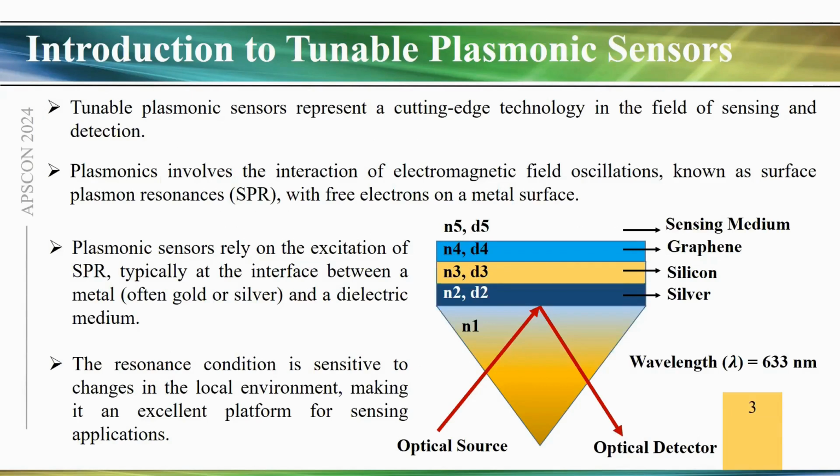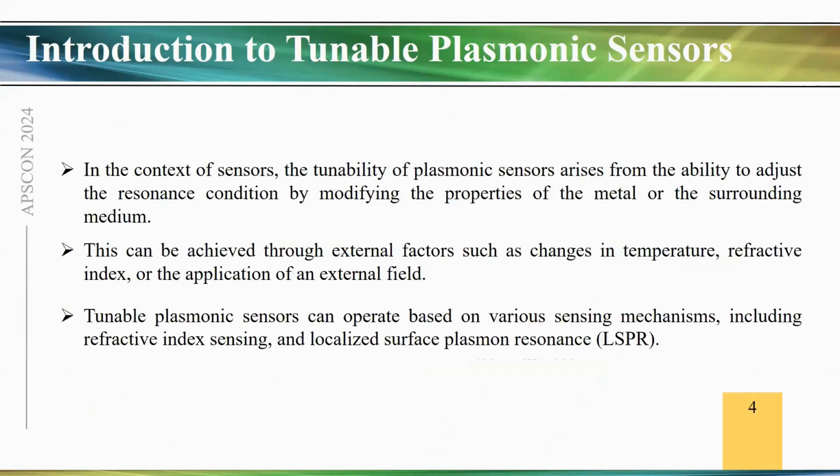Tunable plasmonic sensor represents a cutting-edge technology in the field of sensing and detection. Plasmonics involves the interaction of electromagnetic field oscillation, known as surface plasmon resonance. Basically, surface plasmon resonance occurs between the metal and dielectric layer. The resonance condition is sensitive to change in the local environment, making it excellent for sensing applications. This is a schematic diagram of my paper.